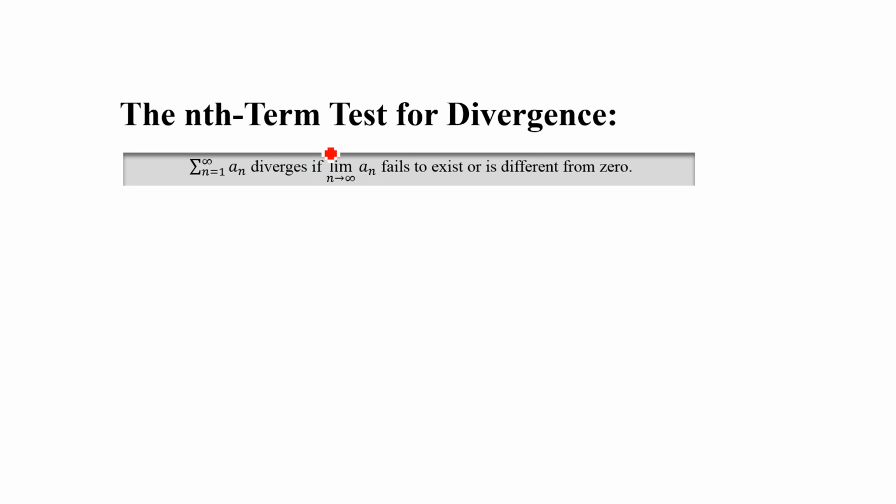So here is a result, the nth term test for divergence. The series sigma n equals 1 to infinity a n diverges if the limit of a n fails to exist or is different from 0. Previously we saw that if this series is convergent, then a n approaches 0. Now there is a divergence test: sigma a n diverges if the limit of a n fails to exist, right, or is different from 0.